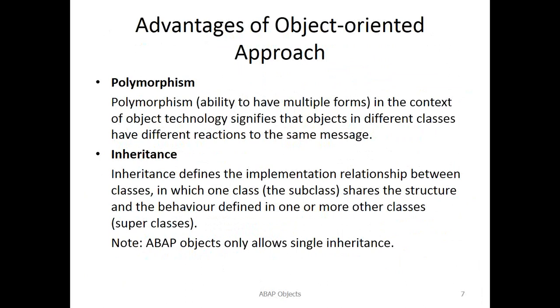And the above objects only allow single inheritance. We cannot have multiple inheritance. So if you are inheriting from a base class to a subclass, the base class attributes and methods can be inherited by the subclass.